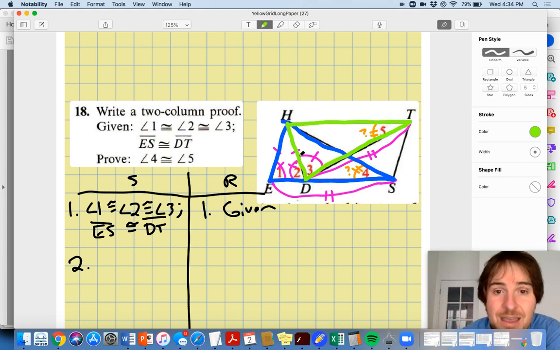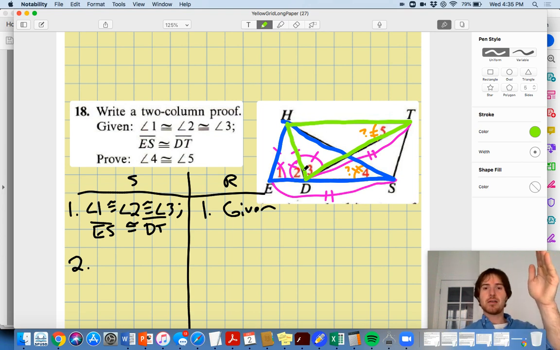Okay, so check it out here. HD is congruent to HE. So we have this side of the green triangle congruent to that side of the blue triangle. We also have angle 3 congruent to angle 1. That was a given premise. So this angle of the green triangle is congruent to that angle of the blue triangle. And finally, we have this side here, DT, congruent to ES right here. So it kind of looks like this green triangle is the same as that one. And the reason is what? SAS. Hopefully you see it there.